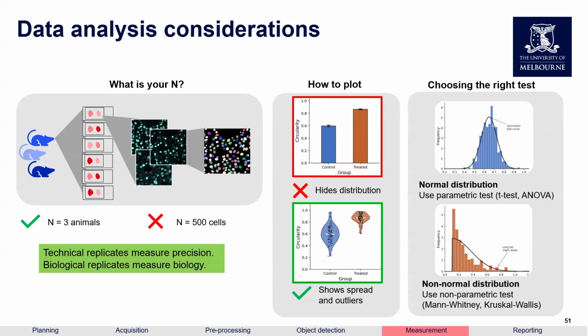And finally, we have to be aware that many image measurements like intensity, shape, and distance are not normally distributed, which means that before applying a simple t-test or ANOVA, first check your distributions, and if the data is skewed, use non-parametric tests like Mann-Whitney or Kruskal-Wallis. So ideally, all of these considerations should be planned before you start to collect any data.